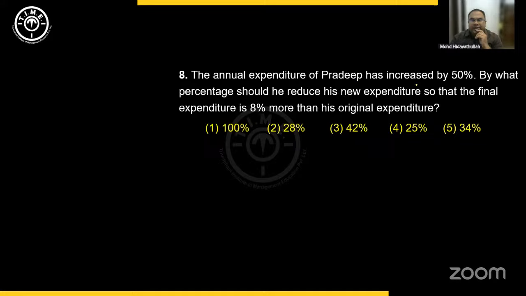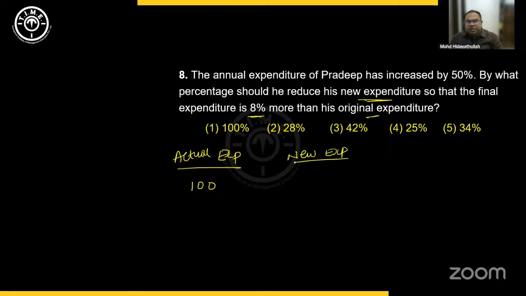Annual expenditure of Pradeep has increased by 50%. By what percent should he reduce his new expenditure such that the final expenditure is 8% more than the original expenditure? Actual expenditure, 100 if I take. What about my new expenditure? 150, because it has increased by 50%. This 150, I need to bring it back to 108.